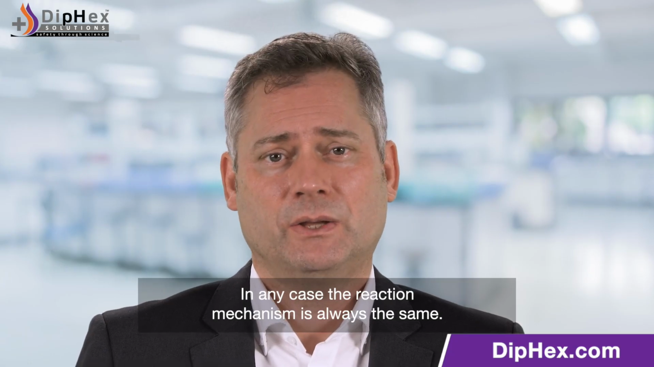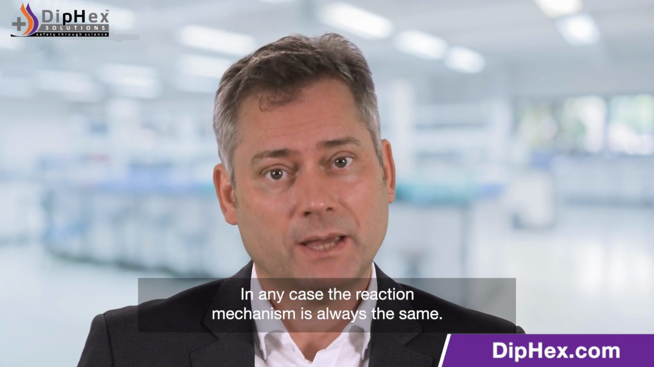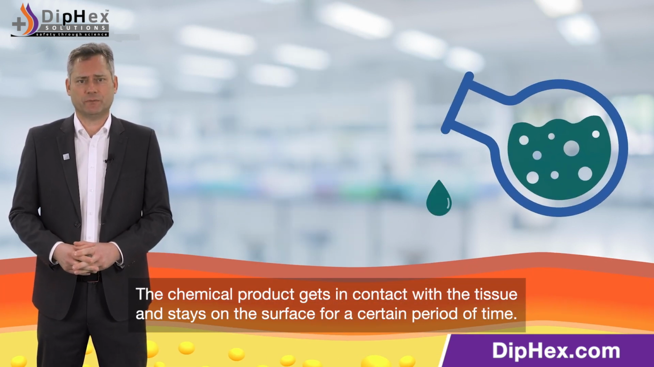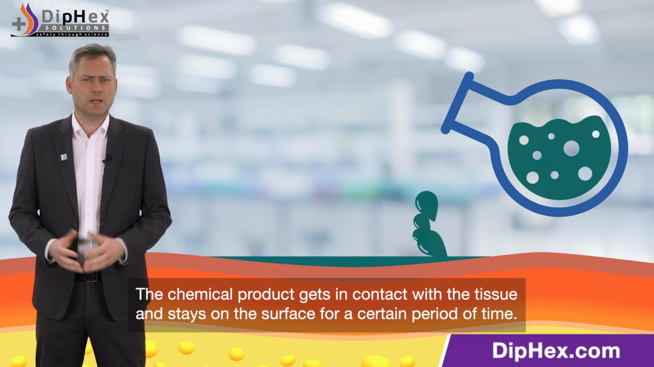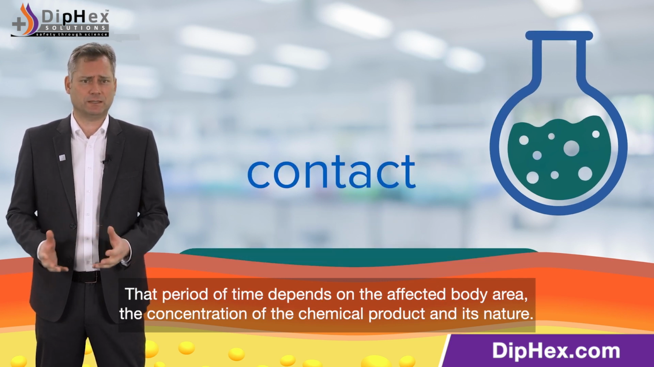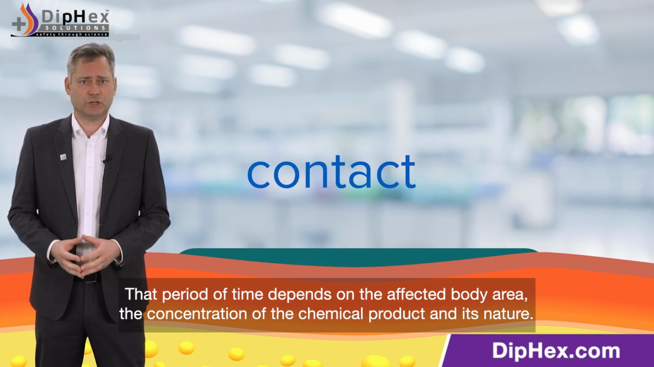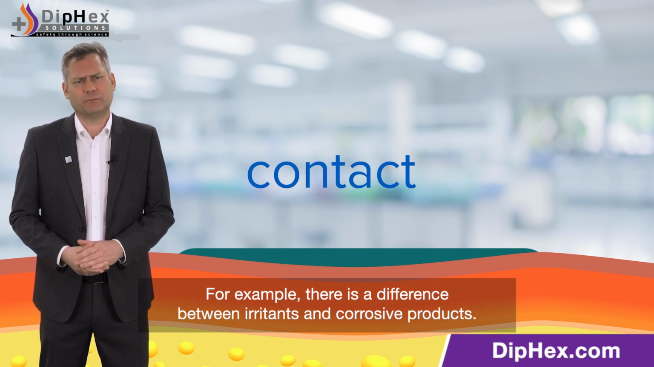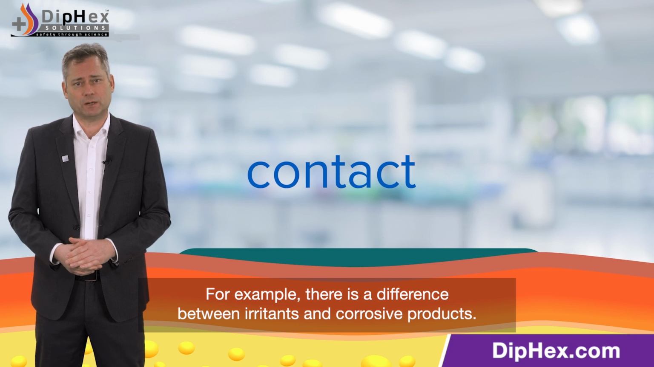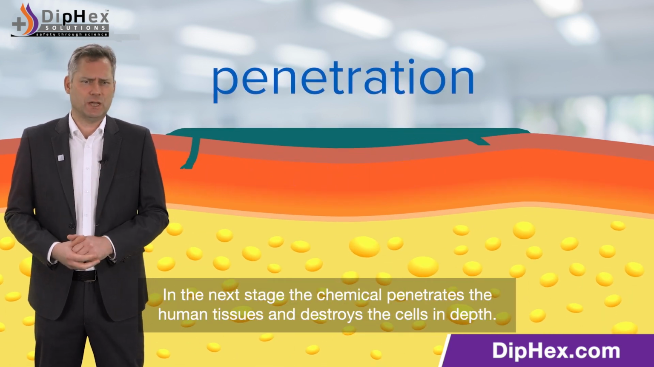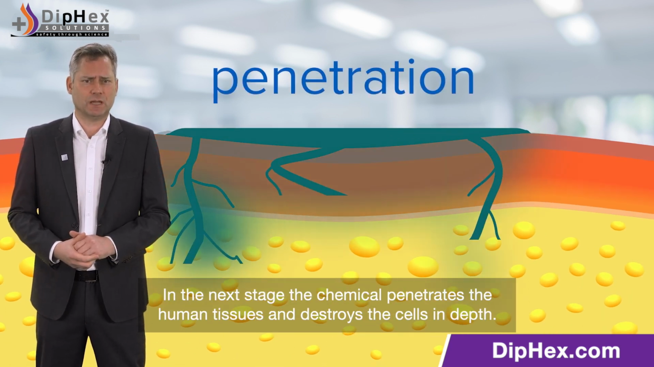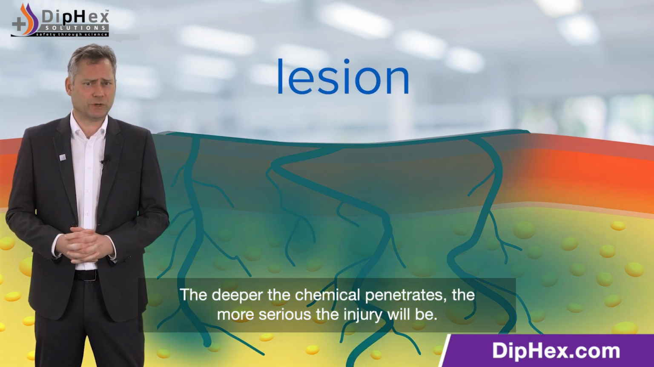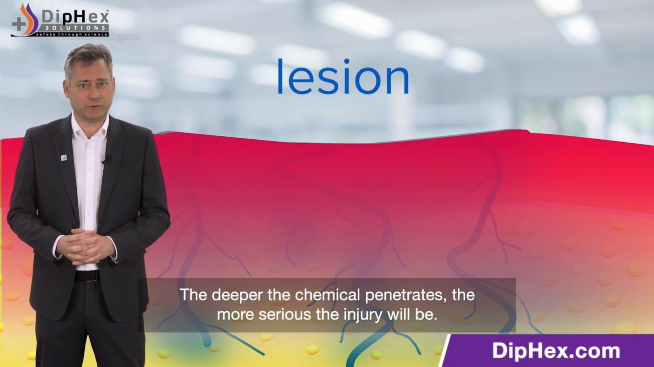In any case, the reaction mechanism is always the same. The chemical product gets in contact with the tissue and stays on the surface for a certain period of time. That period of time depends on the affected body area, the concentration of the chemical product, and its nature. For example, there is a difference between irritants and corrosive products. In the next stage, the chemical penetrates the human tissues and destroys the cells in depth. The deeper the chemical penetrates, the more serious the injury will be.